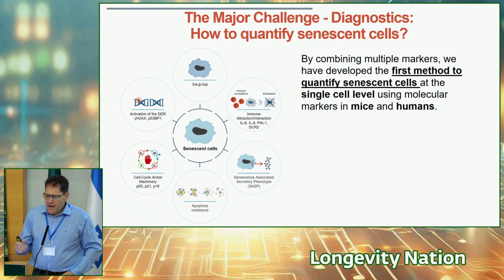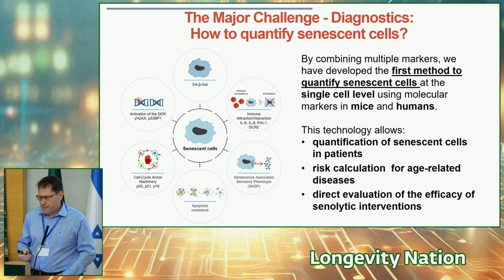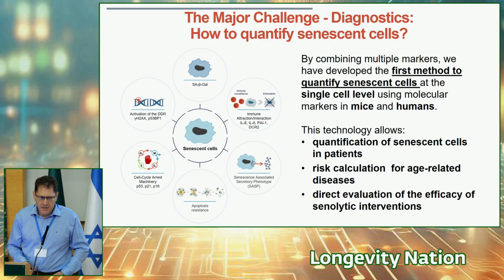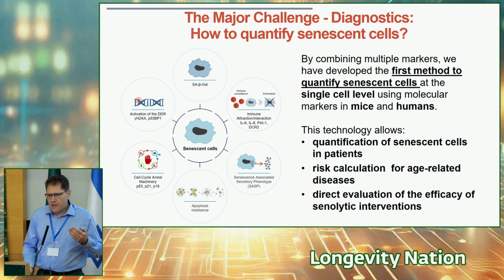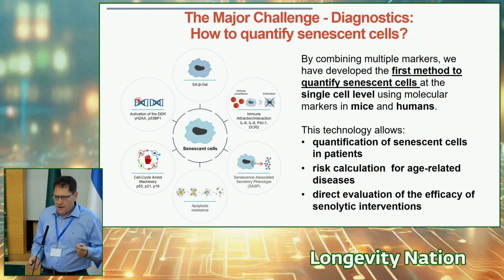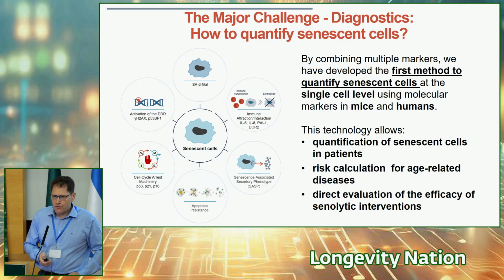So we developed a method to quantify senescent cells on the single cell level, which is good for mice and good for human samples. So we were able to make this method work, and now using this method, we can quantify senescent cells in mice, but also in PBMCs from patients. This helps to calculate the risk of age-related diseases because we can understand the relative burden of senescent cells in different individuals, and this method can also help to directly evaluate the efficacy of senolytic interventions. And we are in the process and a discussion of translating it into real life from the lab.